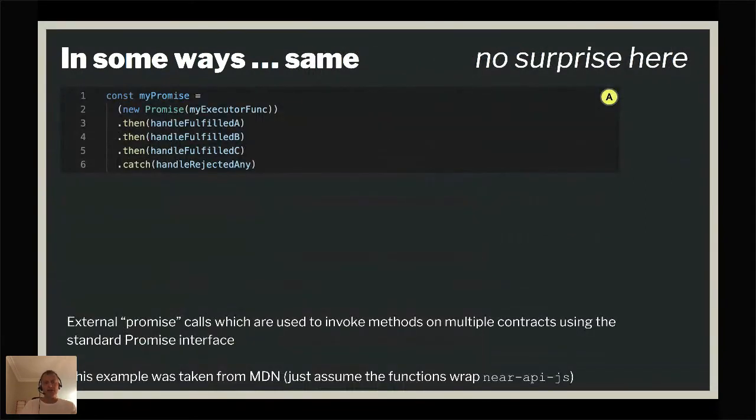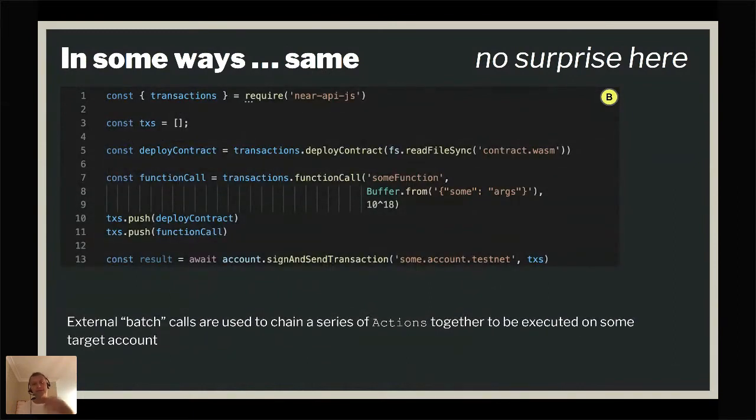Here, what we're talking about is promises like you would find on MDN. If you just search for JavaScript promises, this is the basic example: do something, then do something, then do something, the classic management of asynchronous behavior in JavaScript. And then here we talk about batch. This is the idea of getting several actions ready, packing them into a single transaction, and then signing and sending that transaction somewhere. So that's what we mean when we say batch.